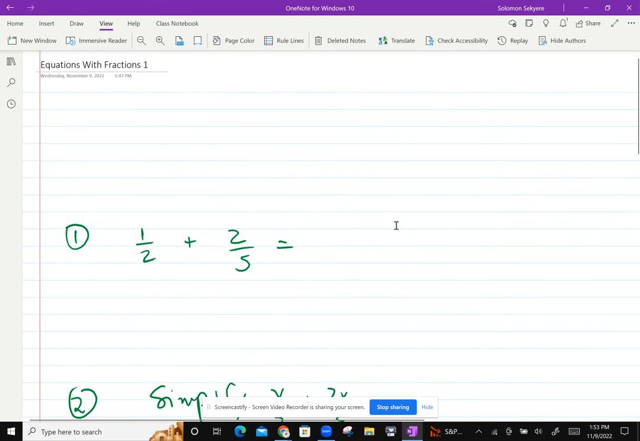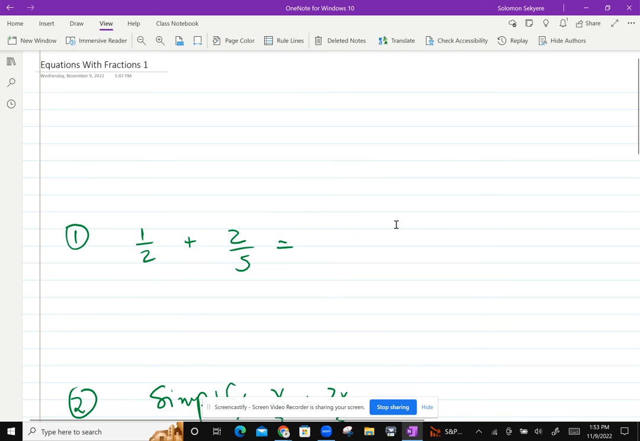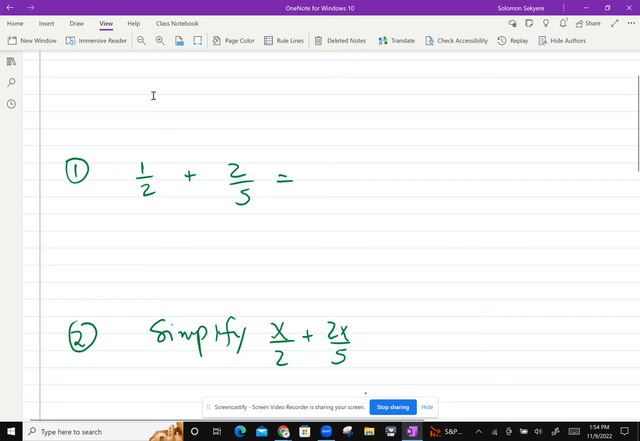Okay, let's get back with something that's not pretty. This is one area that I find students have a lot of problems with: equations with fractions. It's really simple. Really, really, really simple. So pay attention.